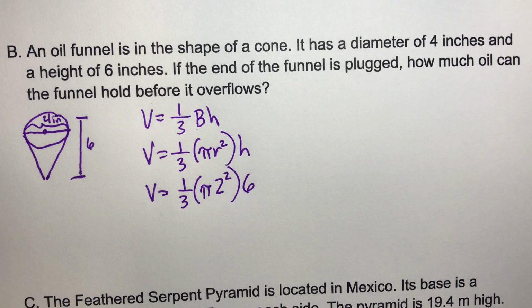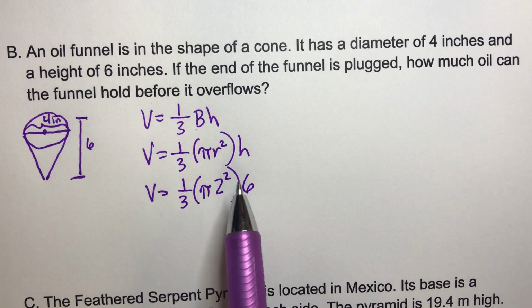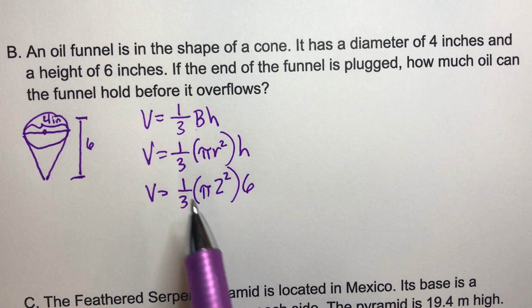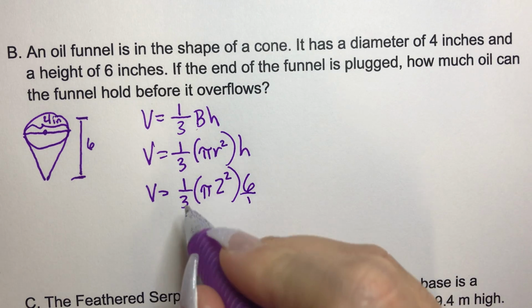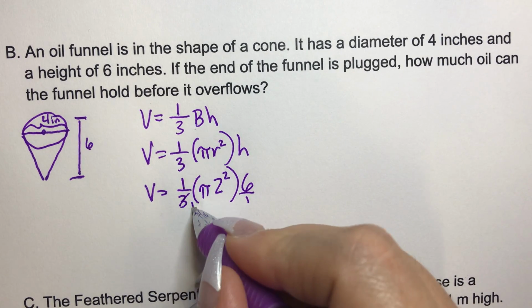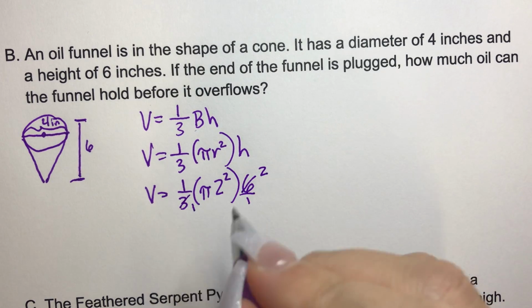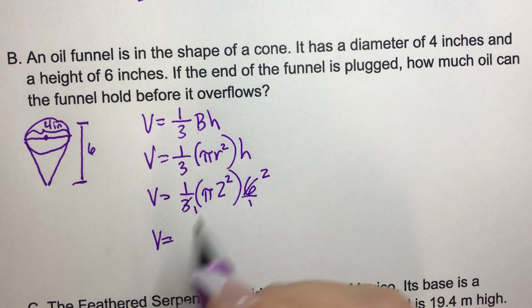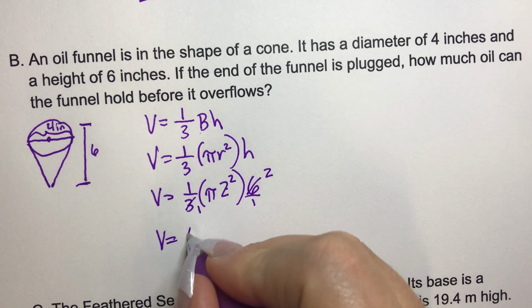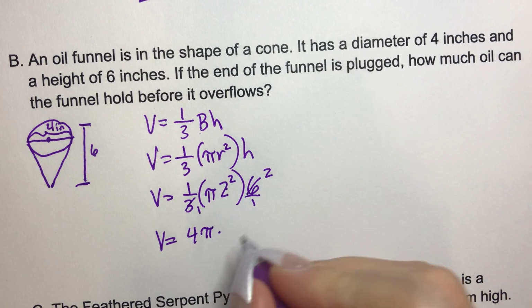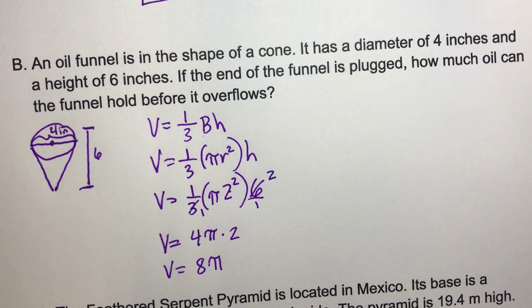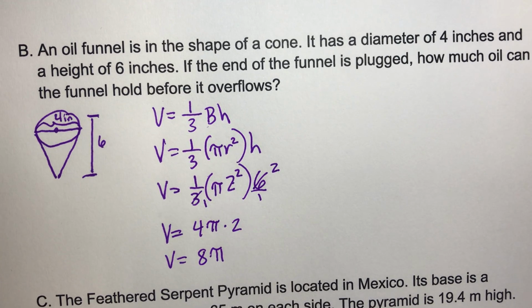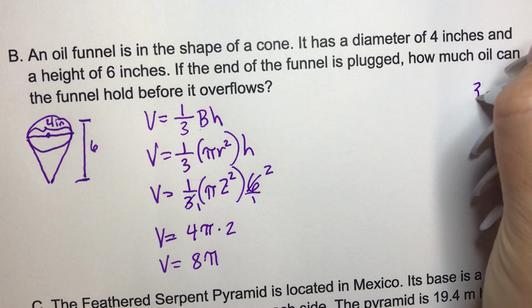Okay, so these are all multiplied by each other. I know that I can go 2 times 2, which is 4. But I'm also going to go 1/3 times 6 and look to cross cancel. There's a common factor of 3. 3 goes into 3 one time. 3 goes into 6 two times. So that means I have 2 times 2, which is 4 pi, times 2, which ends up being 8 pi. So the next thing I need to do is just multiply 8 by 3.14, and then I'll have my answer.